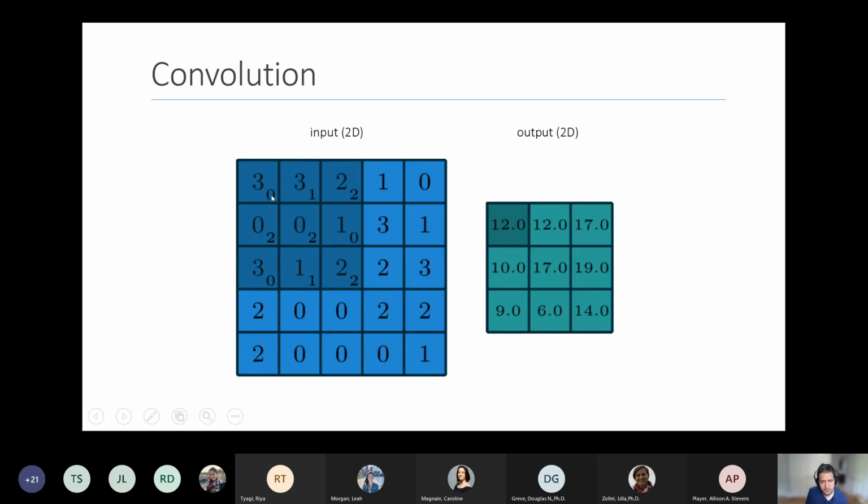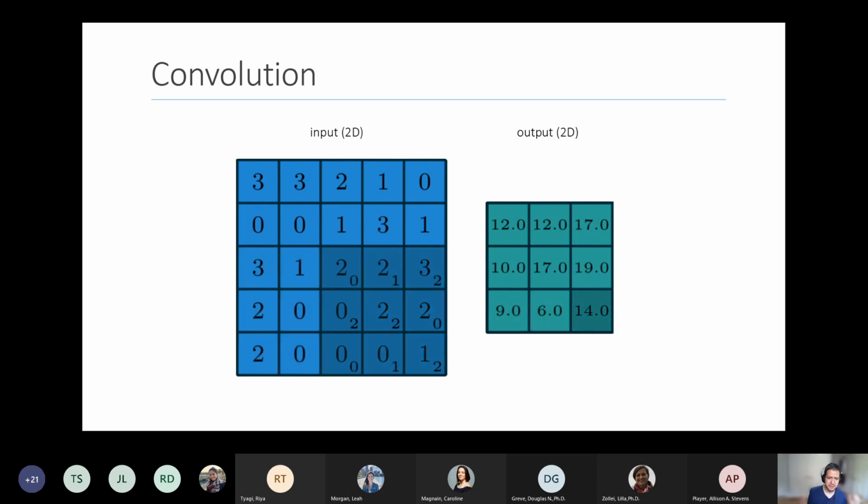So the 3 gets multiplied with a 0, and then it gets added to 3 times 1, then it gets added to 2 times 2. And so you do all this matrix element-wise multiplication, and then you add the 9 entries. And that gives us 12. Okay? And then once I'm done that, I go to the next step and I do the element-wise multiplication. I do the addition. It gives us 12 again. And then in this corner, it gives us 17. And then the convolution basically goes over the entire image and sort of computes this.